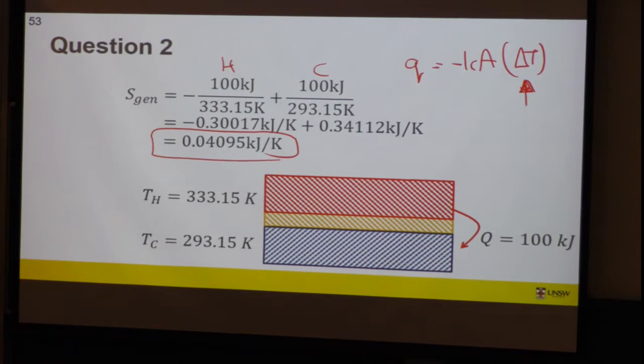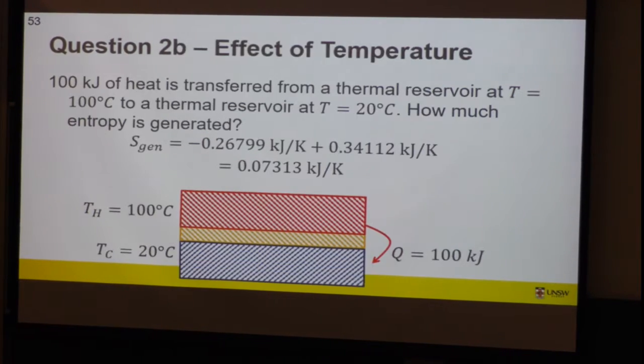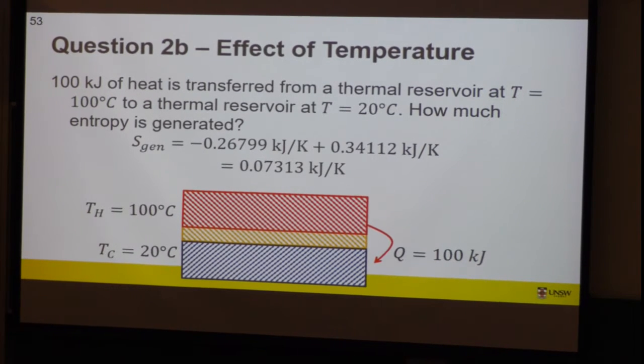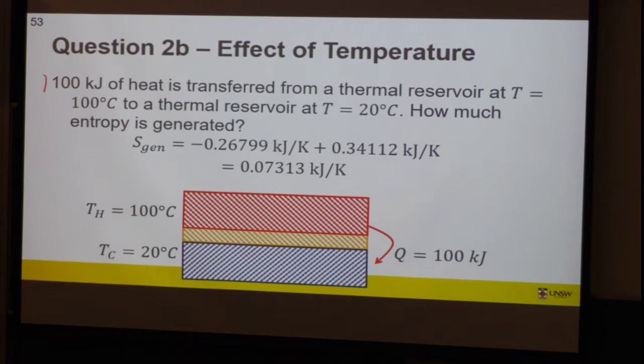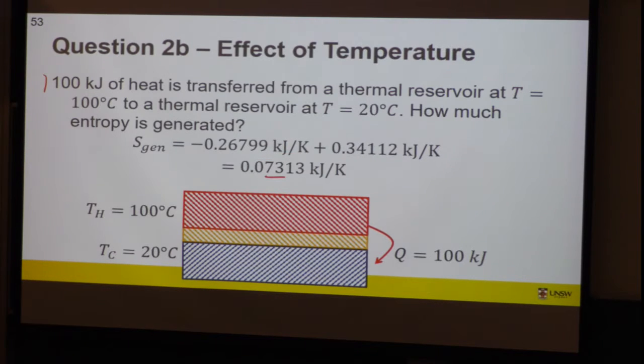So we can't change the hot reservoir to 20 degrees C and still get heat transfer. We can change the hot reservoir to 100 degrees C though. If we increase the temperature of the hot reservoir, then the entropy generated for the same heat transfer, right? So 100 kilojoules of heat is transferred. Now the entropy generated is 0.073, okay? For 100 kilojoules of energy transferred between 60 and 20, it's 0.040, or it's 0.041, right? So the larger the temperature difference, the greater the entropy generation.